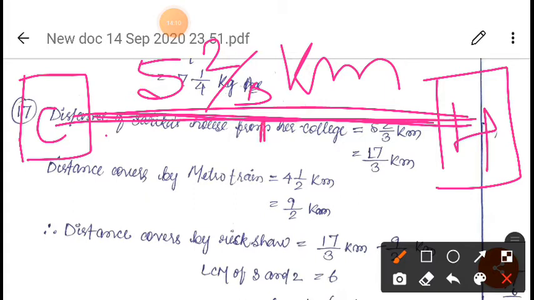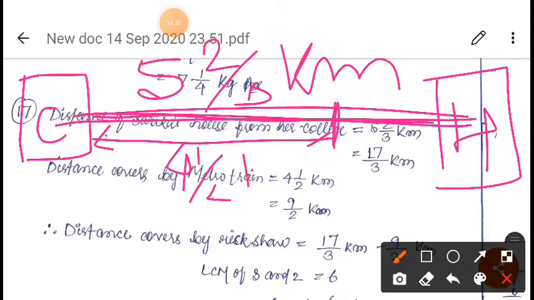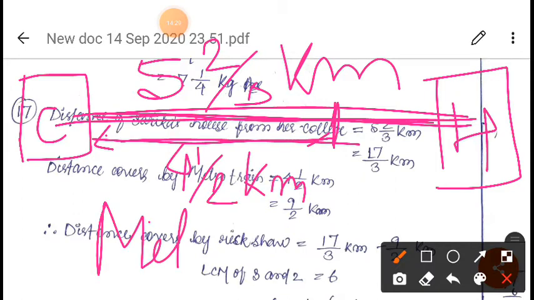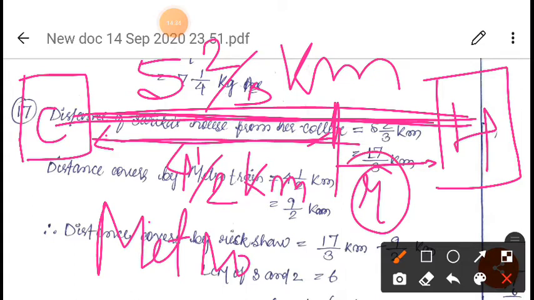Suppose this length is 1 by 2 kilometer. So she traveled this much distance by metro, and the remaining distance she covered by rickshaw. So what is the distance she covered by rickshaw? This distance you have to find out.